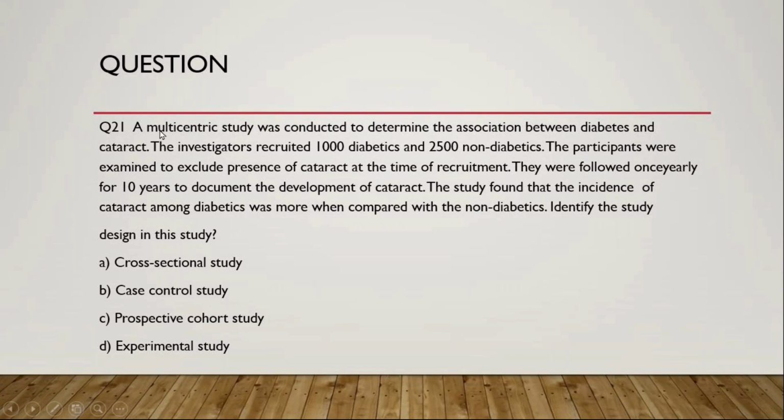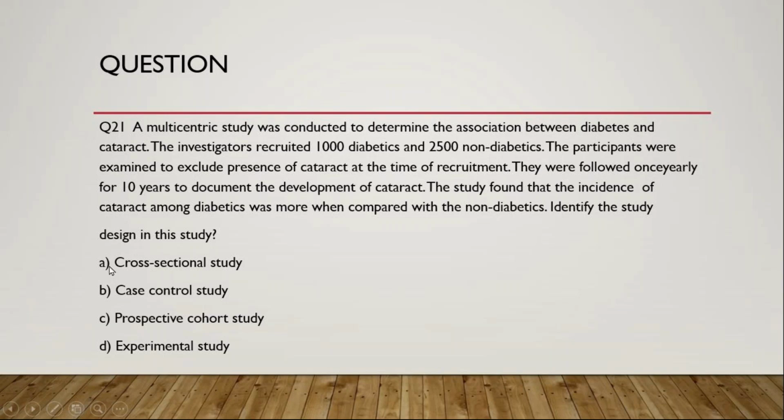So the next question is, a multicentric study was conducted to determine the association between diabetes and cataract. The investigator recruited 1,000 diabetics and 2,500 non-diabetics. The participants were examined to exclude the presence of cataract at the time of recruitment. They were followed once yearly for 10 years to document the development of cataract. The study then found that the incidence of cataract among diabetics was more when compared with the non-diabetics. Identify the study design in this study.